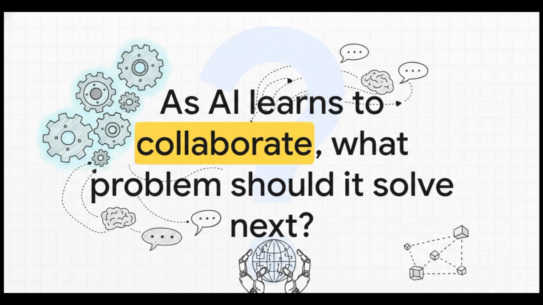And all of this leaves us with a fascinating and kind of huge question for the future. As these AI systems get better and better at working in teams, at collaborating to solve problems, what's the next big, complex, difficult problem that we should point them at and ask them to solve?